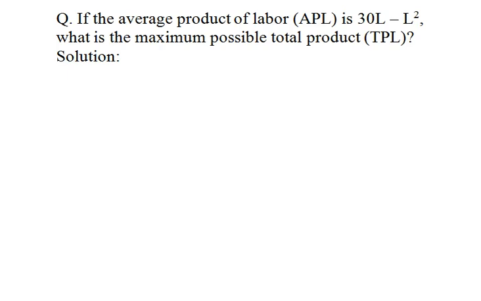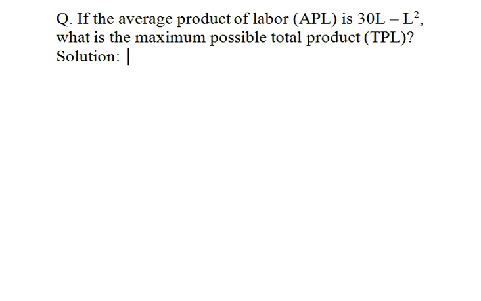This problem is from the production theory of microeconomics. It says that if the average product of labor is 30L minus L square, what is the maximum possible total product of labor? Here we need to understand that this L means the labor. And as average product of labor is given, we have to calculate the maximum possible total product.